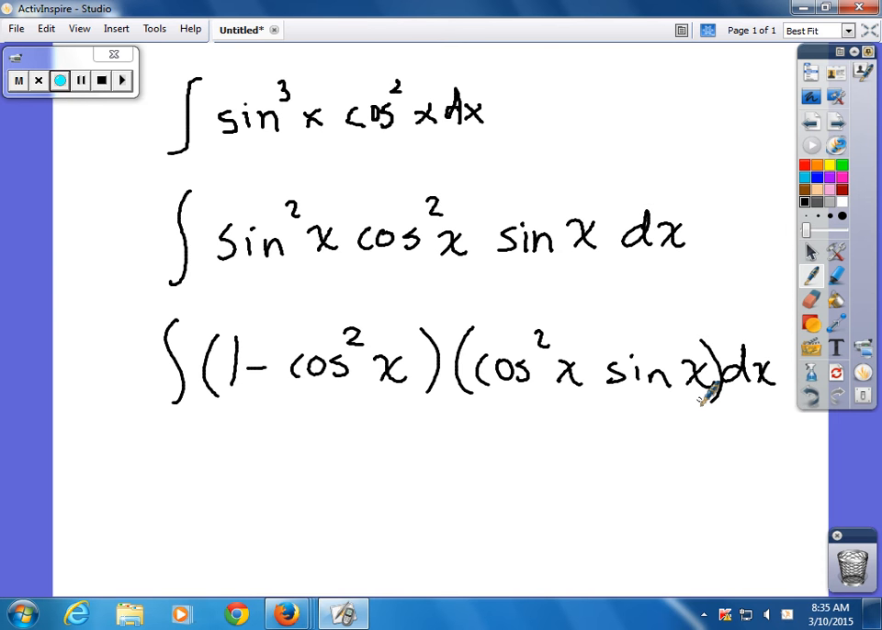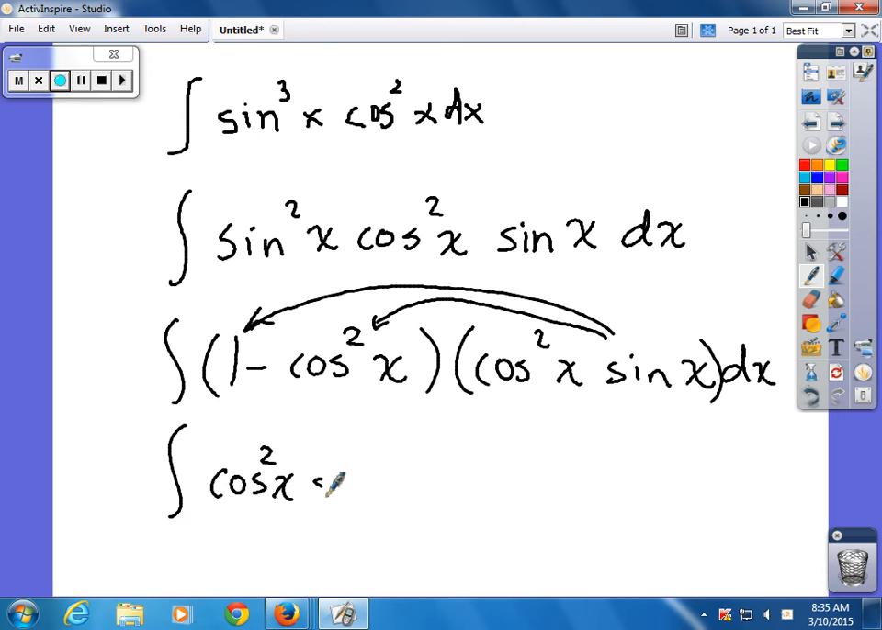Now what could I do now? Distribute what? I would distribute this. Well, distribute one, the other, it doesn't matter. And that would give you the antiderivative of cosine squared x sine x minus cosine to the fourth x sine of x dx. Now finish it out.